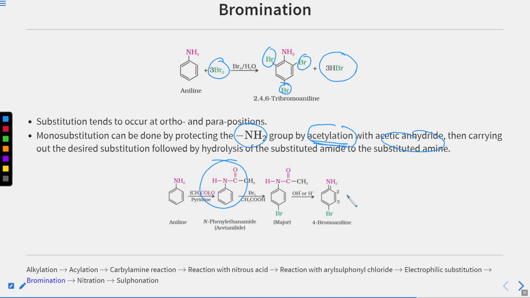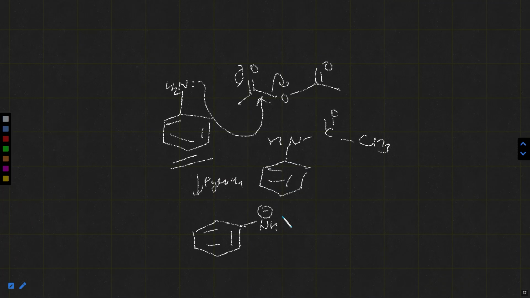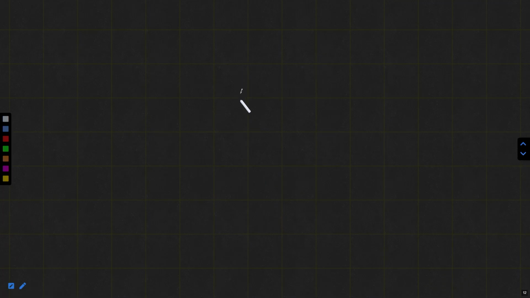Of course, next, if we treat this substrate with bromine, or we brominate it, then you will see that there is a drastic change in the product. Only the para product is formed. And if you further hydrolyze this, the group will be hydrolyzed back to your amine. Okay, clear? Now, what is special about this reaction? What is special about this reaction is the protecting group that we are using. What does this protecting group do, first of all? So this is the protecting group.